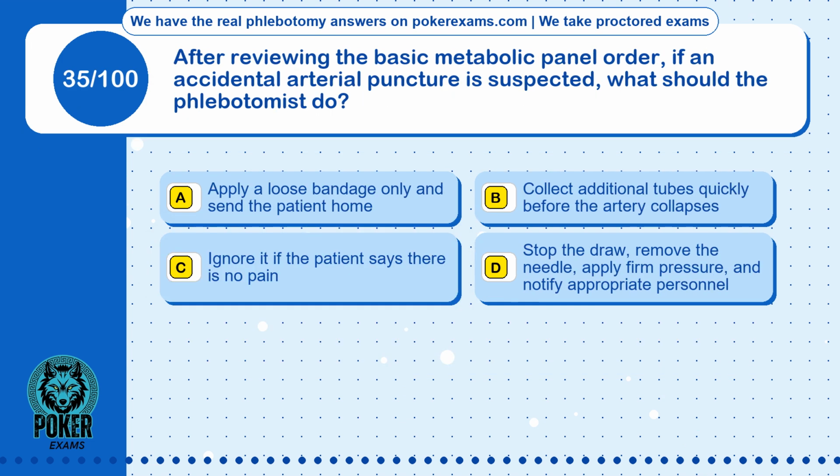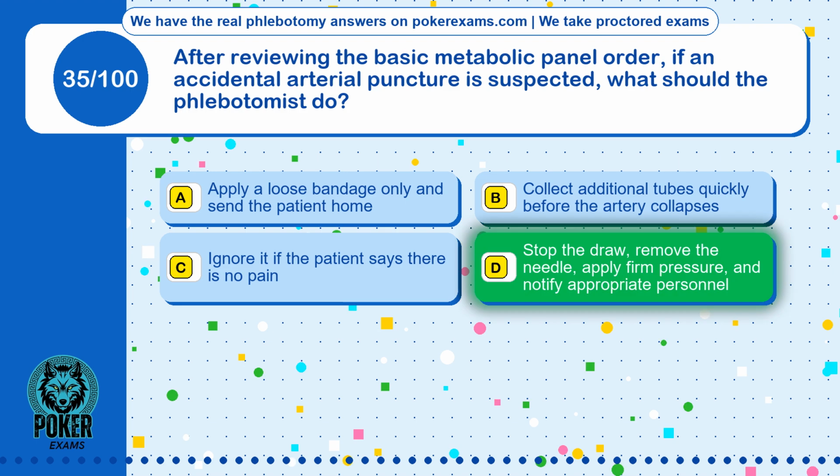Question 35. After reviewing the basic metabolic panel order, if an accidental arterial puncture is suspected, what should the phlebotomist do? Option A. Apply a loose bandage only and send the patient home. Option B. Collect additional tubes quickly before the artery collapses. Option C. Ignore it if the patient says there is no pain. Option D. Stop the draw, remove the needle, apply firm pressure, and notify appropriate personnel.